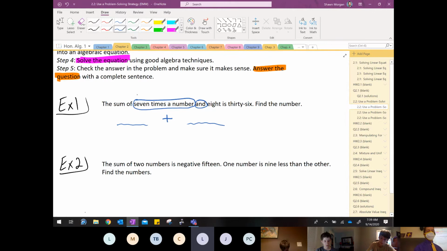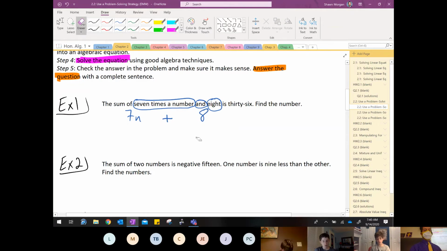7n or any other variable. 7n is fine by me. Okay, so that's my first term. And then my second term would be 8. The sum of 7 times a number and 8. So those are my 2 terms.